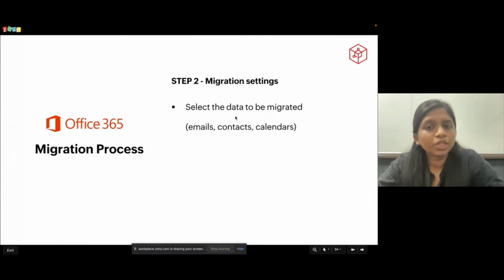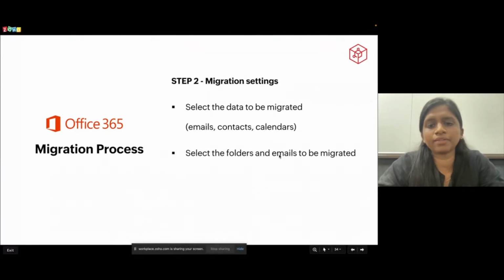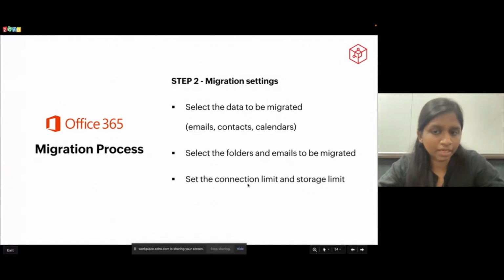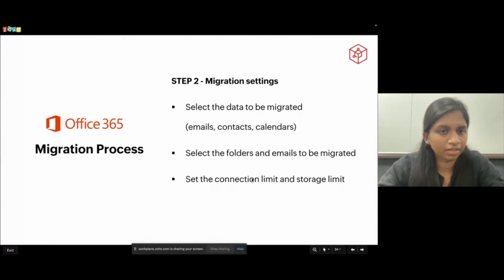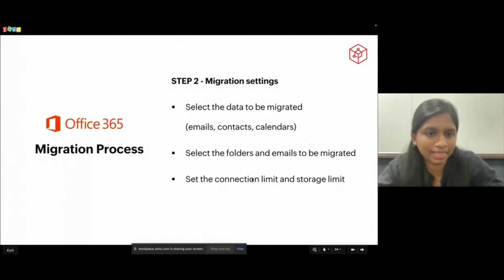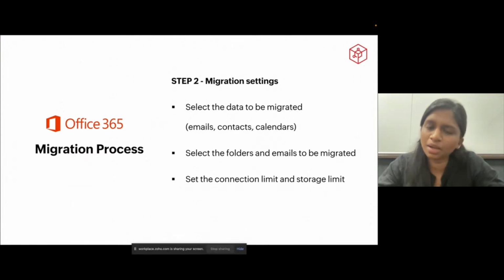The first setting is choosing the data that you want to migrate: emails, contacts, or calendar, or all three of them. Then you have an option where you can choose the folders and emails that you want to migrate. You can also choose the connection limit and storage limit. The connection limit is simply a number that will be specified here, and that many users will be migrated simultaneously. It depends on the server's capacity, but it's as simple as that. However many you specify, that many users will be migrated simultaneously.